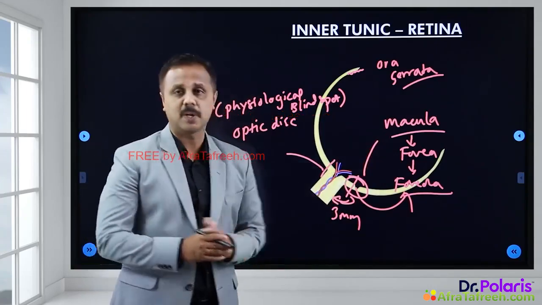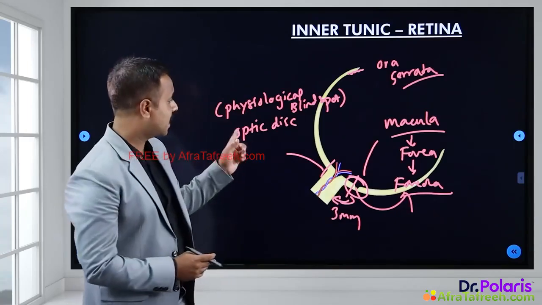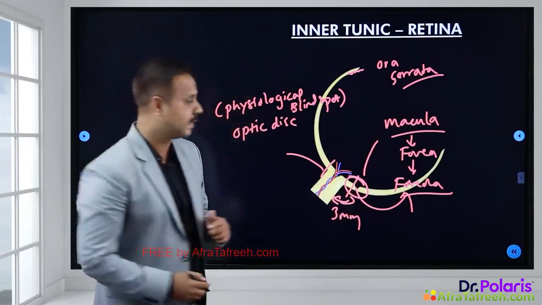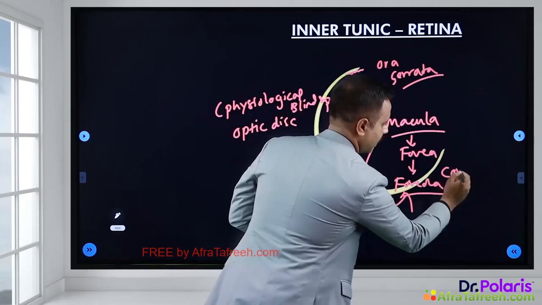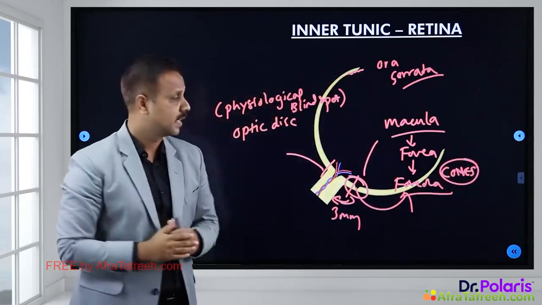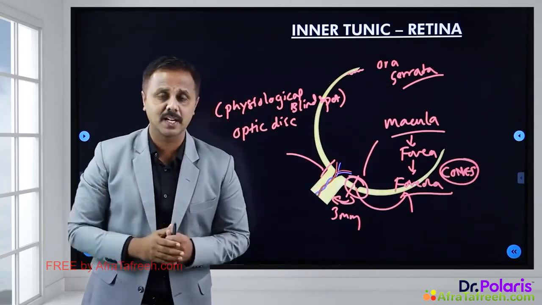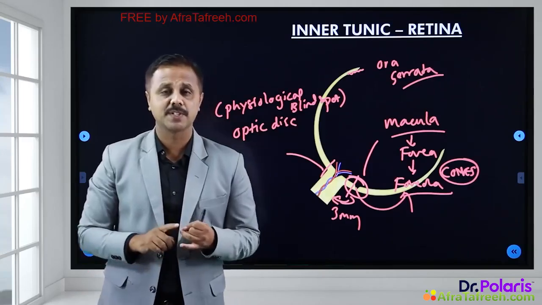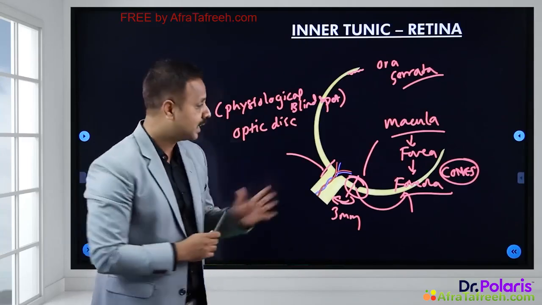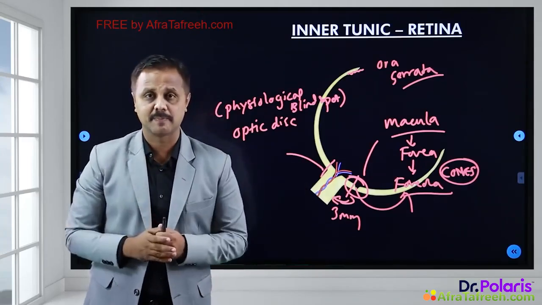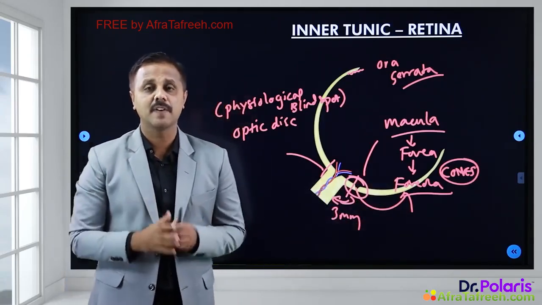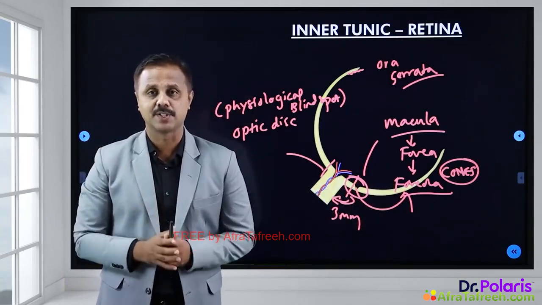Now what is the importance of this? Remember, if rods and cones are absent in the optic disc, the foveola is richly filled with cones. As we know, rods are responsible for vision in dim light, whereas cones are responsible for vision in bright light, and they are also responsible for color vision. Since the foveola is richly filled with cones, this is an area of rich discriminative vision.